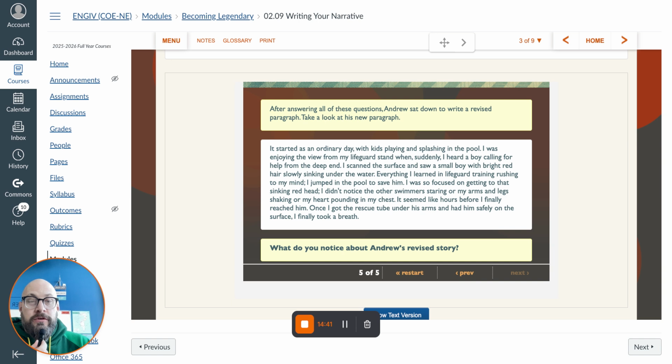It started as an ordinary day, with kids playing and splashing in the pool. I was enjoying the view from my lifeguard stand when, suddenly, I heard a boy calling for help from the deep end. I scanned the surface and saw a small boy with bright red hair slowly sinking under the water. Everything I learned in lifeguard training rushing to my mind, I jumped in the pool to save him.